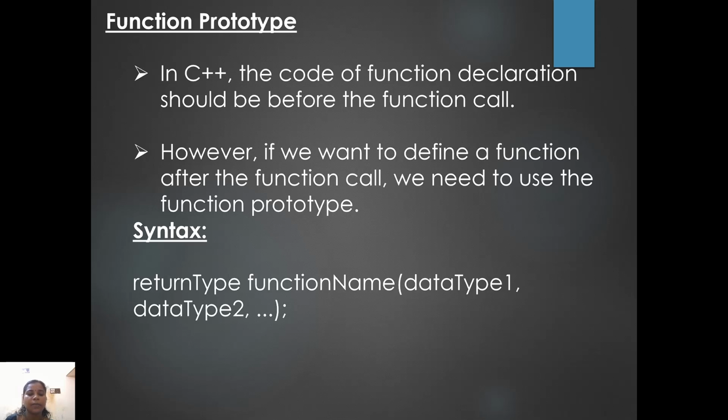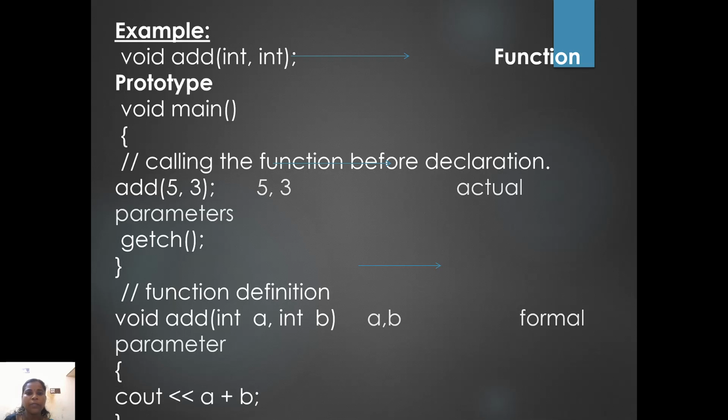This is the syntax for function prototype. We have to mention the return type, the function name, and the parameters we have passed to the function. Note the semicolon at the end of the function declaration. In this example, I have defined a function named add with two integer values.